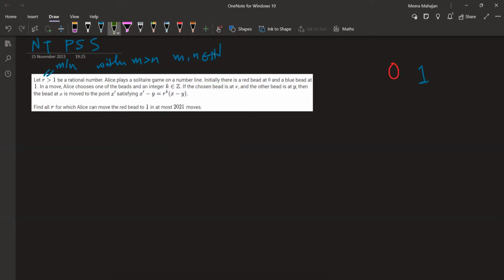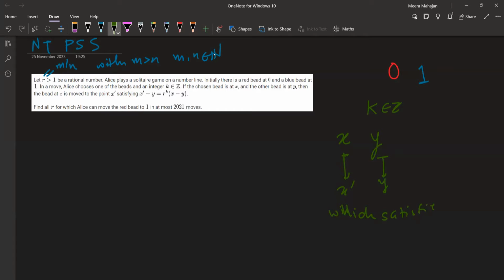I'll just take green color. You take one of the beads and any integer k. Then if the chosen bead is at x and the other bead is at y, you move x to the point x dash, while y remains where it is, which satisfies this equation: x dash minus x is r to the power k times x minus y.